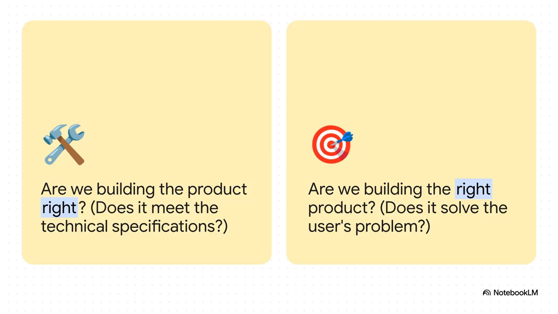So verification asks the question, are we building the product right? Does it match the blueprint? If the spec says the button should be blue, is the button blue? Simple. But then there's validation, which asks a much deeper, more important question. Are we building the right product? Is this thing we built actually solving the customer's problem? Is it useful? Because you can follow a blueprint perfectly and still build something nobody wants. Great testing has to answer both of those questions.